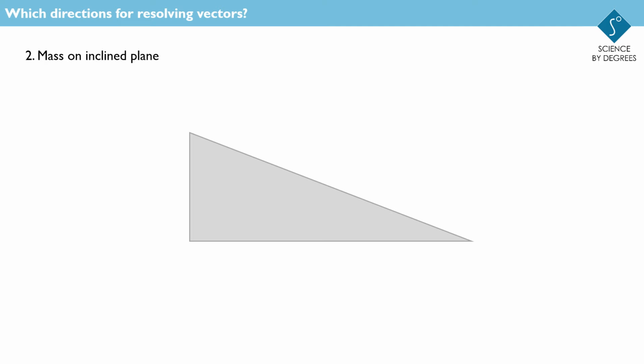In contrast, for the inclined plane, an object on a slope, the horizontal and vertical directions are not the most easy to use. Let's see why by considering the three forces on this object on a slope of angle theta to the horizontal. The weight acts vertically, sure, but the other two forces do not. The reaction force from the surface acts perpendicular to that surface, and the friction acts up the slope, in other words, parallel to the surface.